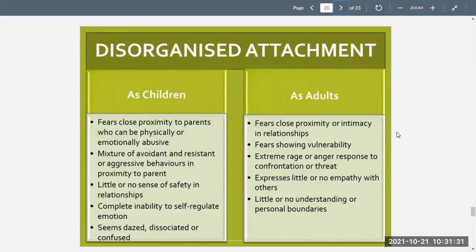Disorganized attachment, that is where it's fearful attachment. It actually includes both the anxious and avoidant attachment. So this is a little bit more the challenging one. As children, fears close proximity to parents who can be physically or emotionally abusive, a mixture of avoidant and resistant or aggressive behaviors in proximity to parent, little or no sense of safety in relationships, complete inability to self-regulate emotion, seems dazed, dissociated, or confused.